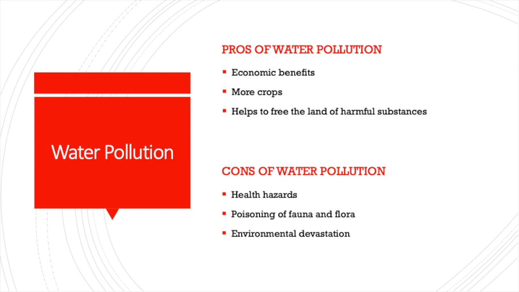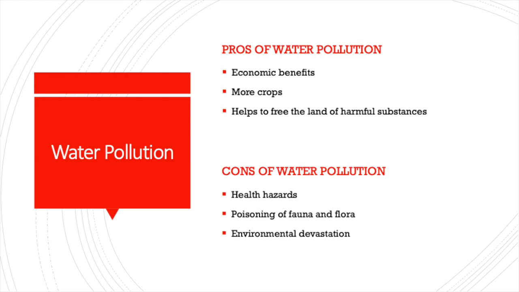Some of the pros include economic benefits, more crops, and it helps to free the land of harmful substances. With pollution on the rise, employment in water-related departments will increase. Another economic benefit is water purifier companies will continue to sell products. The benefit to farmers fertilizing their crops and putting the chemicals in the soil that later seep to the oceans is that fertilizer is essential to crop growth. The more crops the farmers produce results in more distribution to consumers and greater financial benefit to the farmer. The positive to water pollution is that by discarding the waste products into the ocean, it frees up space from dumping the trash, so less trash in landfills.